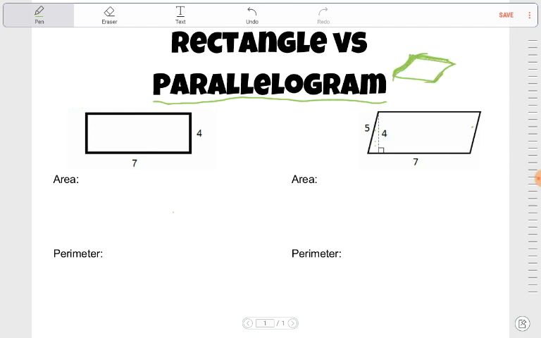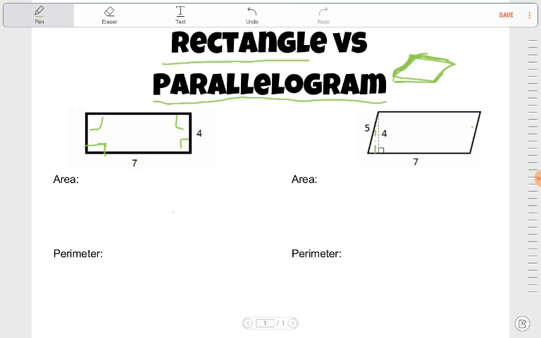And a rectangle, that's just a specific type of parallelogram. One that has 90-degree angles or right angles. So in our rectangle here, we have a right angle. We have 4 right angles. And in our parallelogram over here, even though there's the dotted line that shows a right angle, our shape itself does not have right angles.